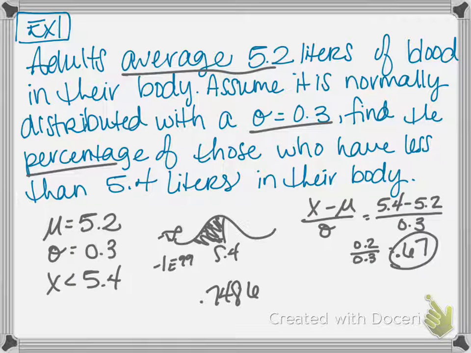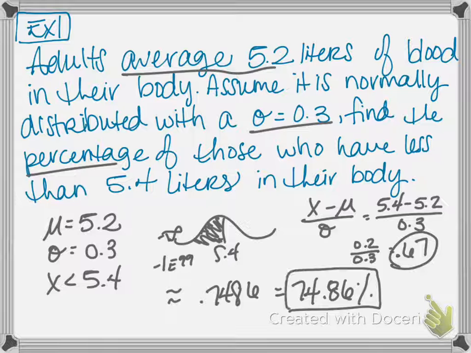0.86, it rounds to that. And so if we turn this into a percentage, it's 74.86%. And that is our answer. So we have just used our formula here to find our z-score, and then we use the z-score to get our final answer.